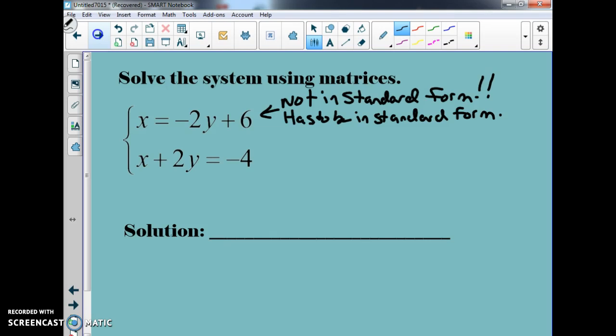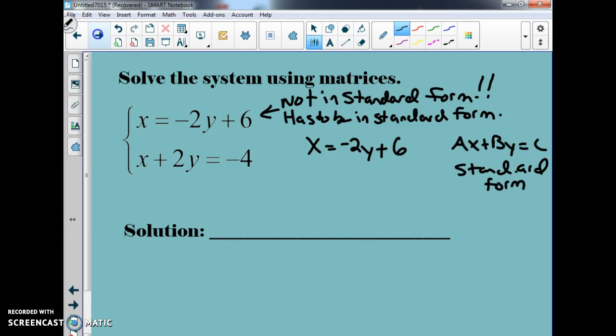Now I'm going to tell you this problem is actually easier to solve using substitution than matrices. But we're going to go ahead and solve it anyways by using the matrices, which means I need to take x equals -2y plus 6 and write it in standard form. Standard form again is ax plus by is equal to c. That's my standard form. I'll just write it out.